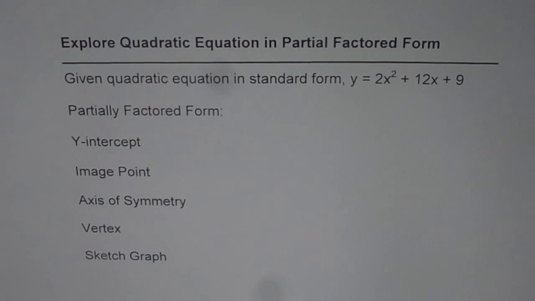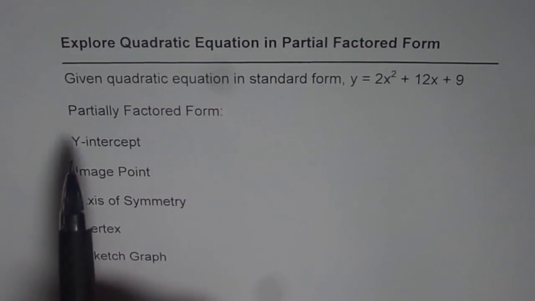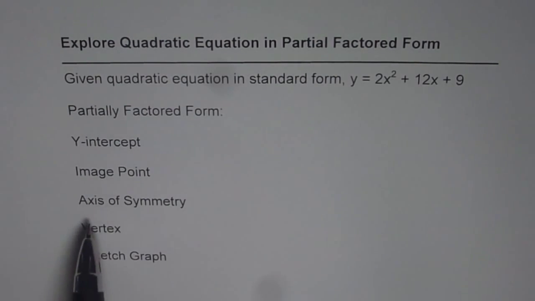So we'll go in steps. First we'll find partially factored form, then we'll find the y-intercept, image point, axis of symmetry, vertex, and then we'll sketch the graph. I'll explain each and every term as we go along.